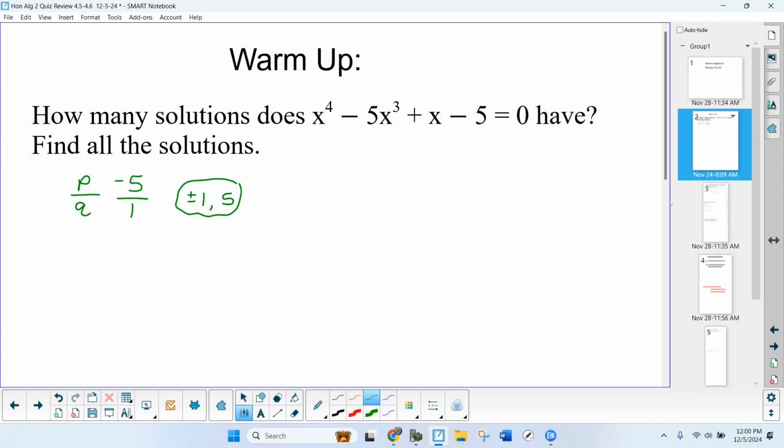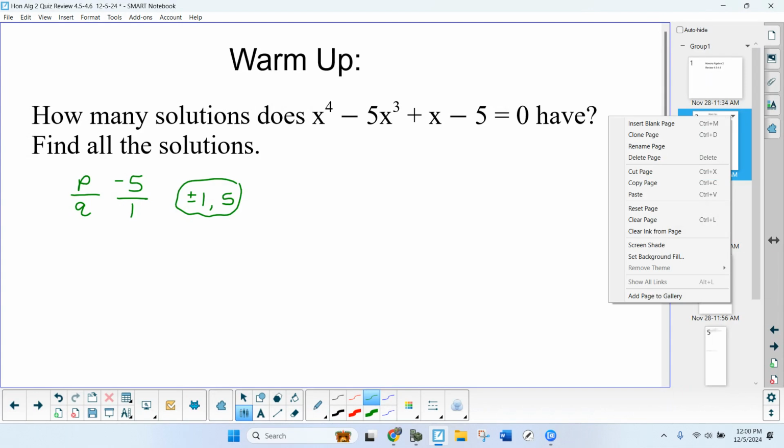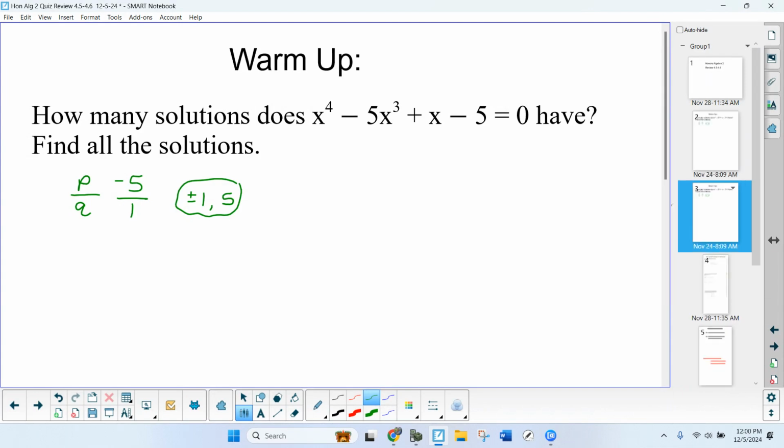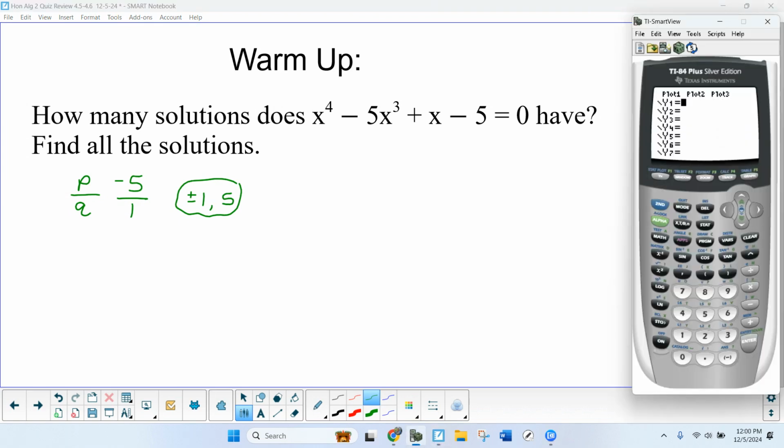And then I put it in my calculator. You put it in your calculator. Okay, did you guys all do that? I'm going to do something once before I clone this page. Did it clone? Okay, so let me come back here. She put it in her calculator. So she went here and she put in x to the 4th minus 5x to the 3rd plus x minus 5. And when you graphed it, where did the zeros appear to be at?